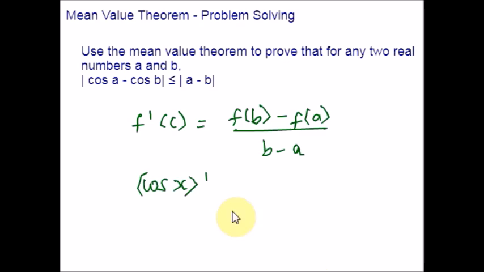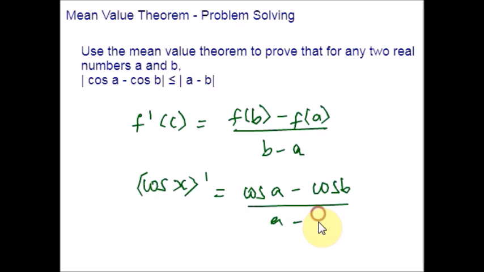I'm just using the function cos x. In the place of f, I'm using cos x. So first derivative f dash of c is replaced by cos x first derivative, which is equal to cos a minus cos b divided by a minus b. Can you follow so far?